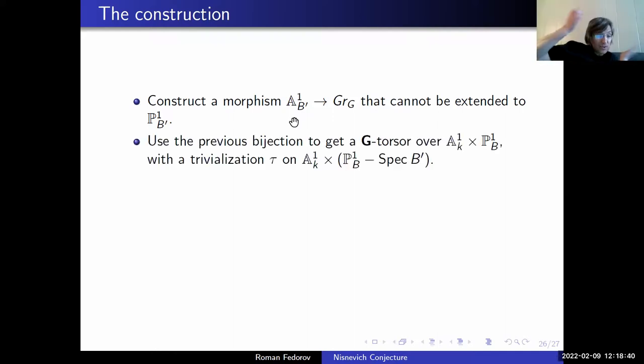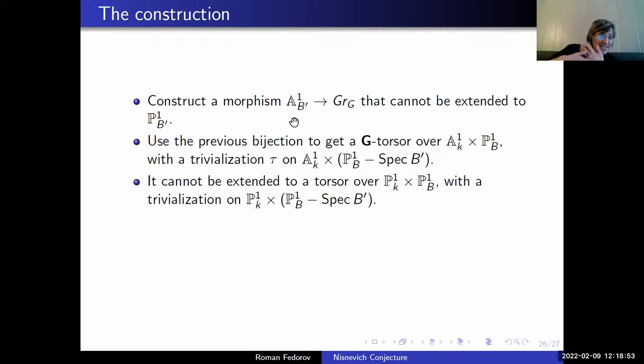Yes, and now we use the previous bijection to get a G-torsor over A_K^1 times P_B^1 with a trivialization away from spec B prime. Now, since my morphism cannot be extended to P_B'^1, you cannot extend this torsor to P_K^1 times P_B^1 together with a trivialization.